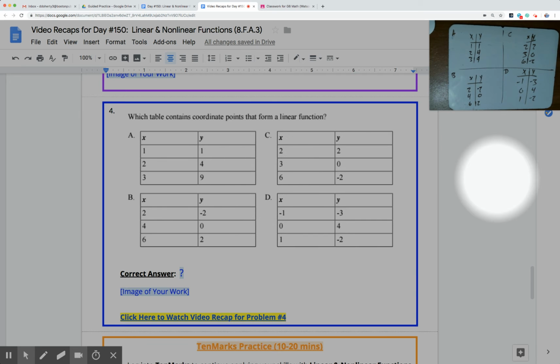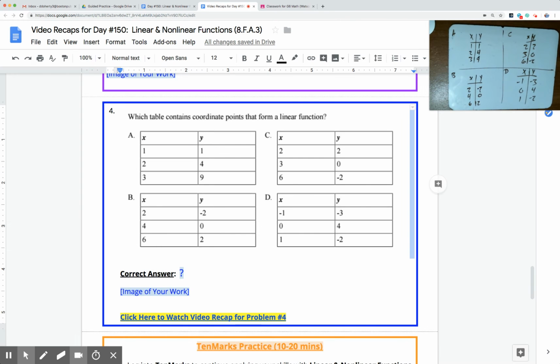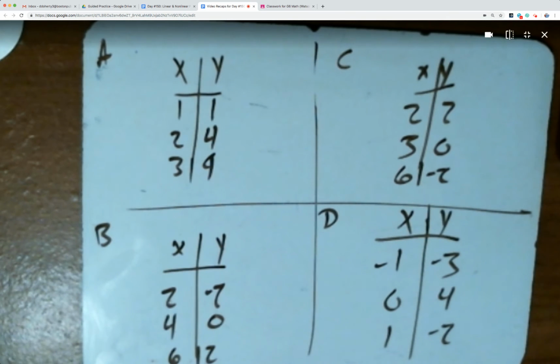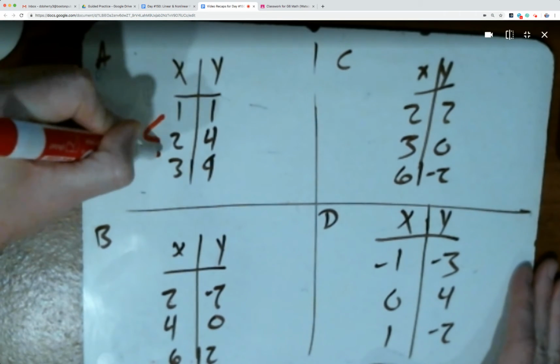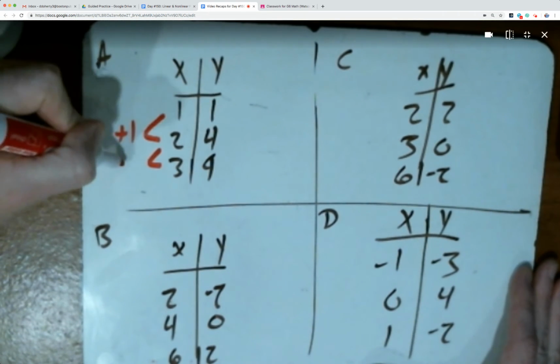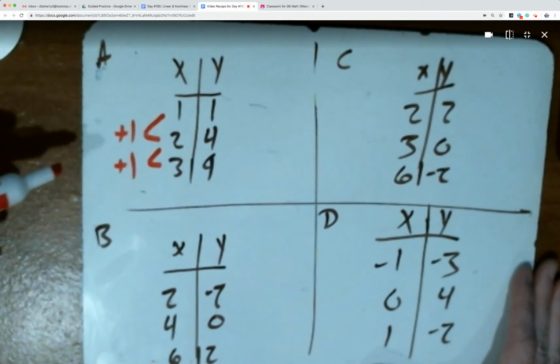I'm going to show you a different method. Instead, here we're going to use the whiteboard. We're going to focus on measuring the slope between each point and seeing which one has a constant rate of change, or a constant slope, throughout. So if we look at table A, we see the x value is increasing by a constant amount each time. x is increasing by 1 unit.